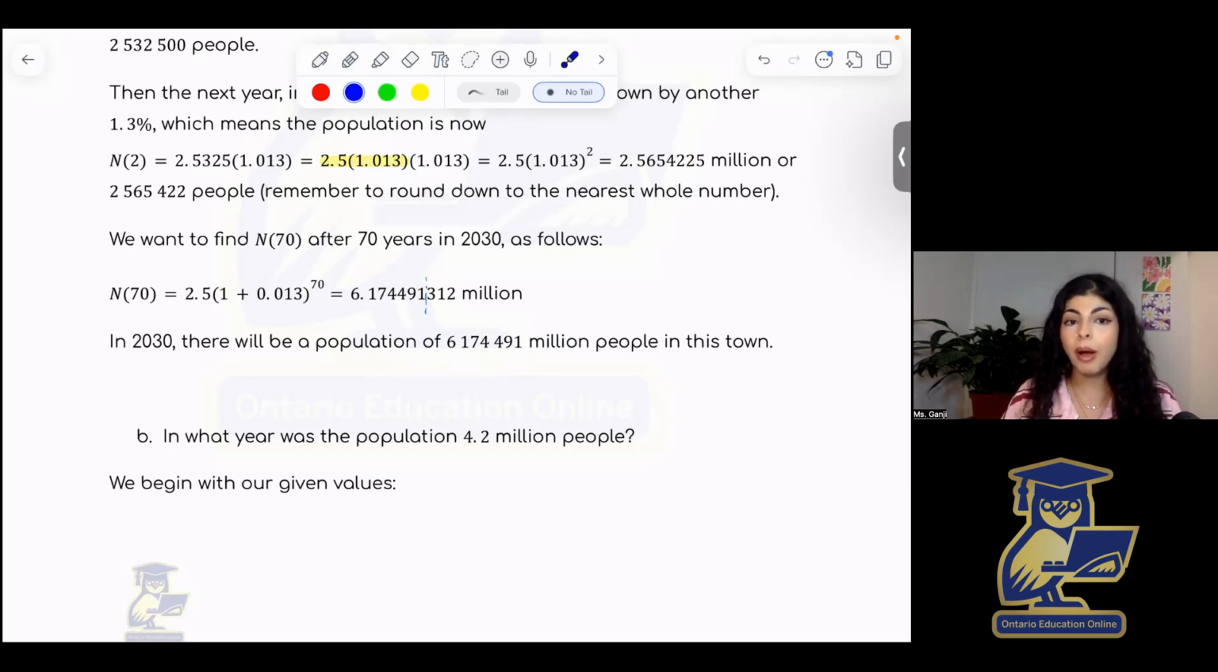Especially when it comes to population, they have to consider immigration, emigration, births and death rates, and other factors that affect the population to make this estimate.